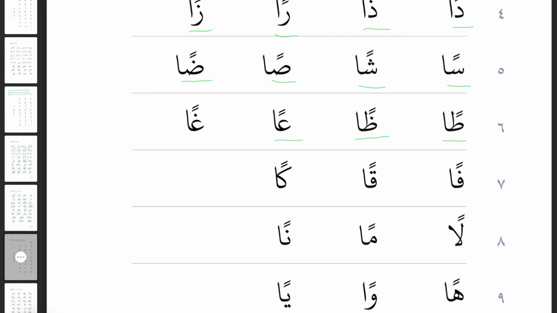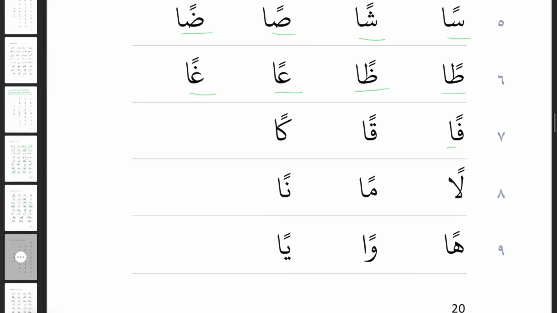Ain with the two fathas is an. Ghain with the two fathas is ghan. Fa with these two fathas is fan. It's great, isn't it? Quran is fan. Sorry, no, okay, bad joke. Qaf with the two fathas, qan. Kaf with the two fathas, kan.